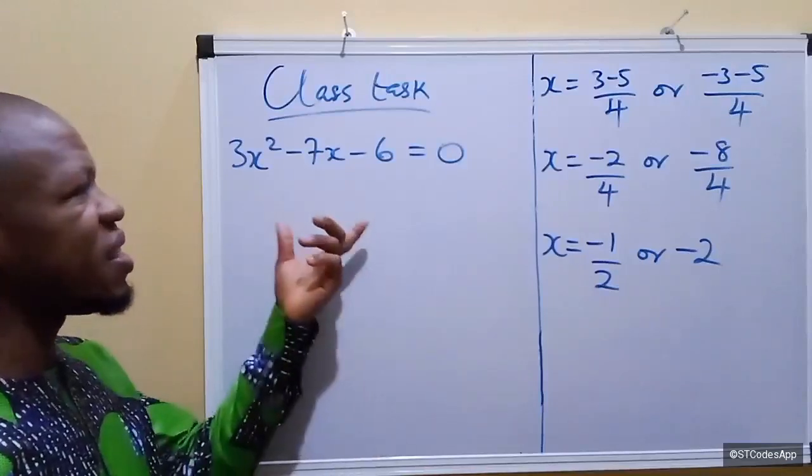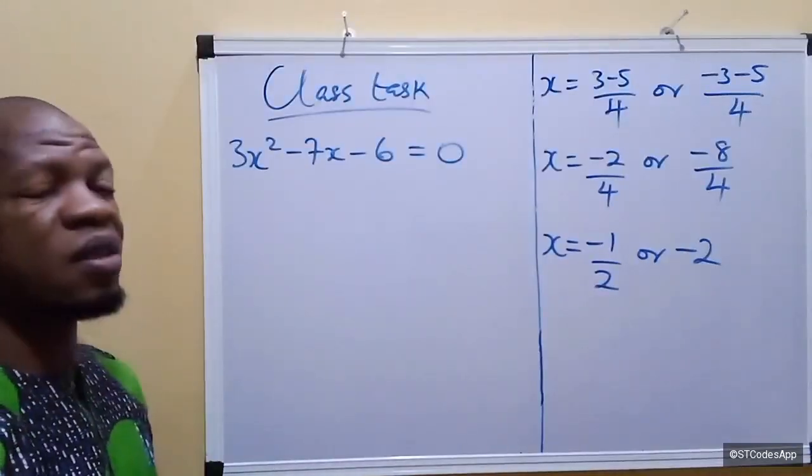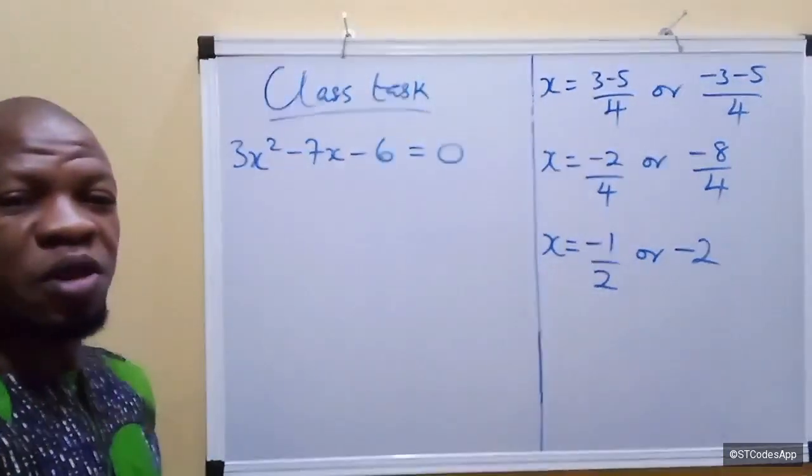Okay, my viewers, this is the class task I have for you. So I want you to take your time and solve this problem. 3x squared minus 7x minus 6 equal to 0. I will see your result at the comment section.